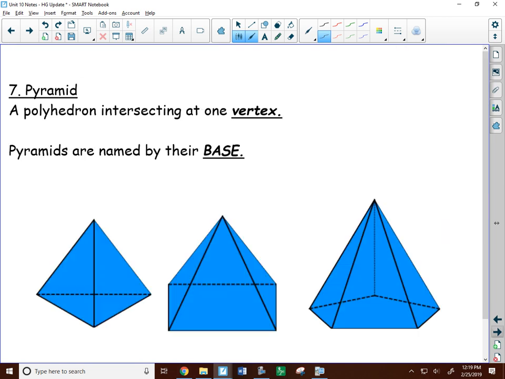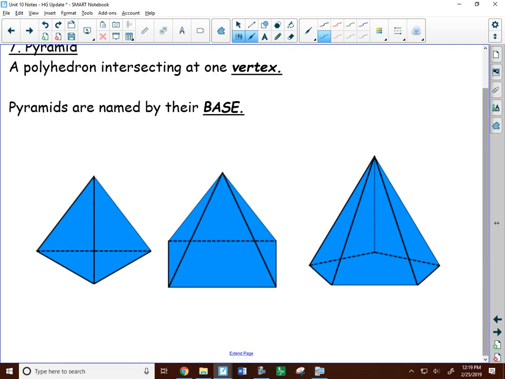So I might go a little bit faster through a couple others now. Pyramid, same thing, named by the base. So we have a pentagonal pyramid, a rectangular pyramid, assuming that's a rectangle, and a triangular pyramid. They all meet at one point though, right? All the sides converge at a single point. You guys know that one.